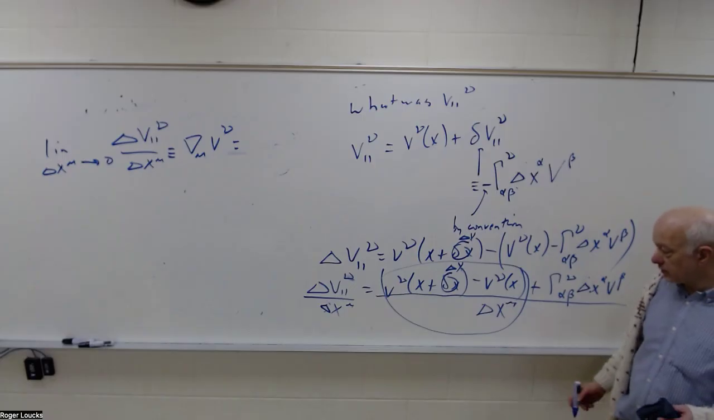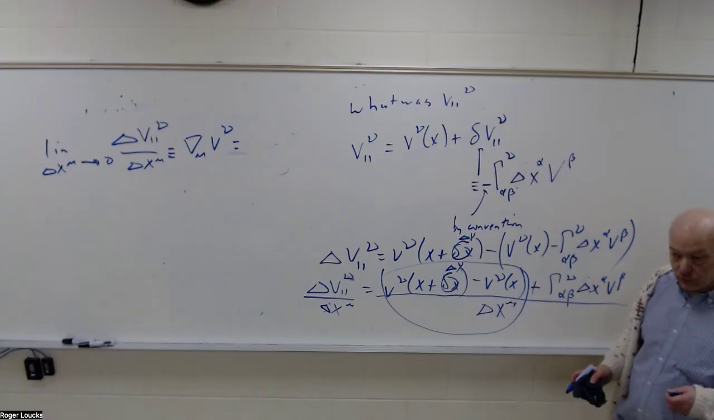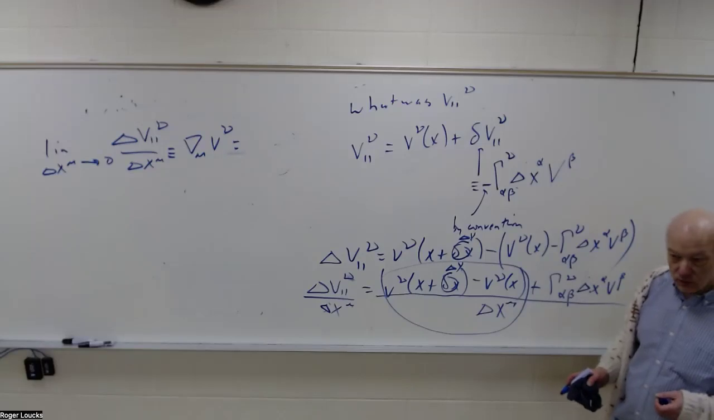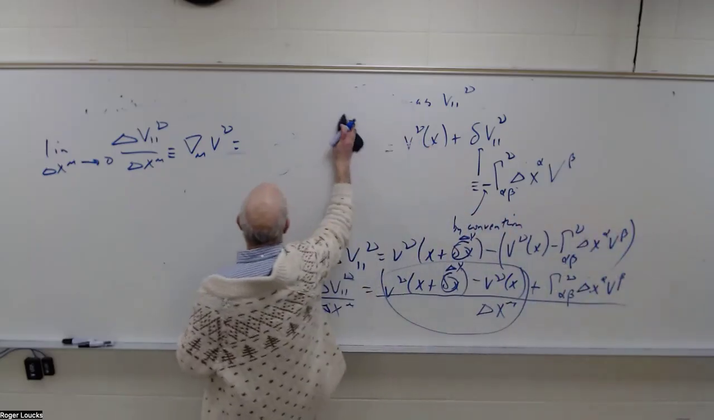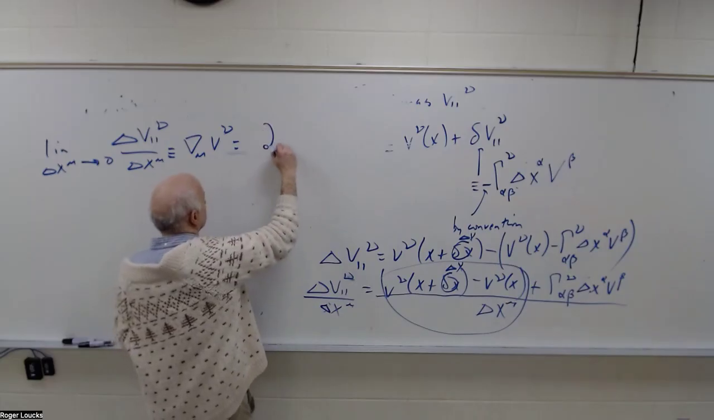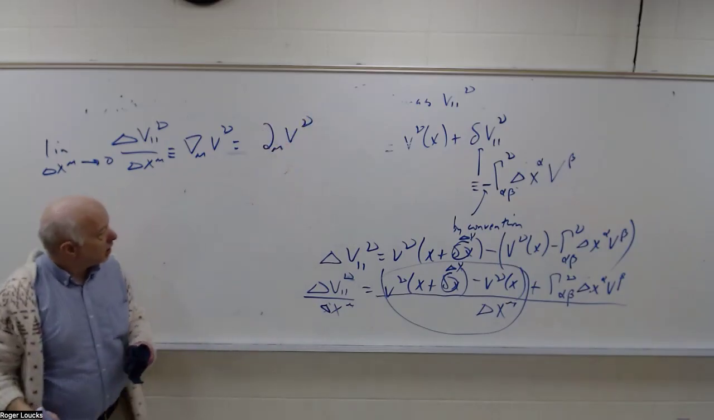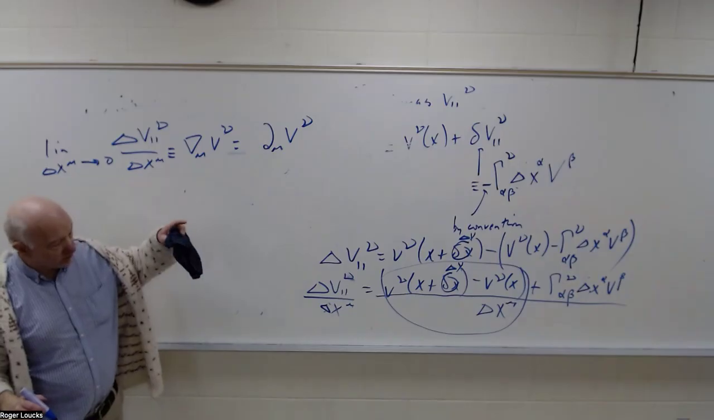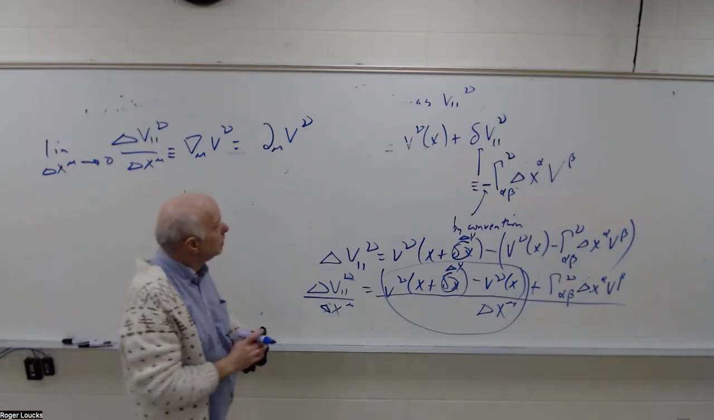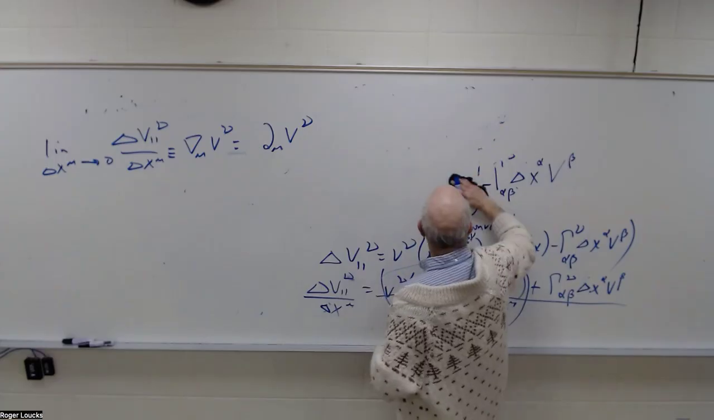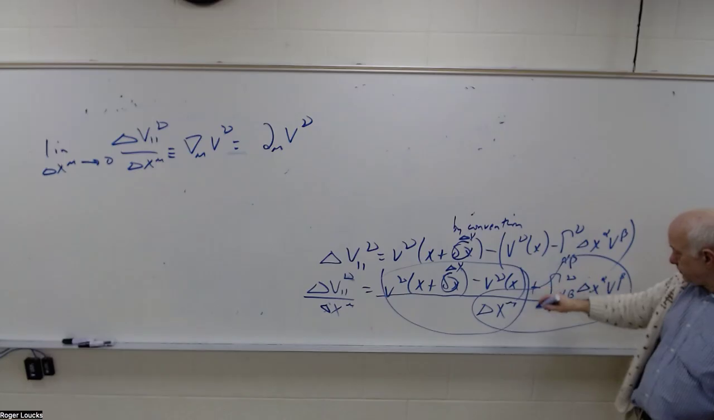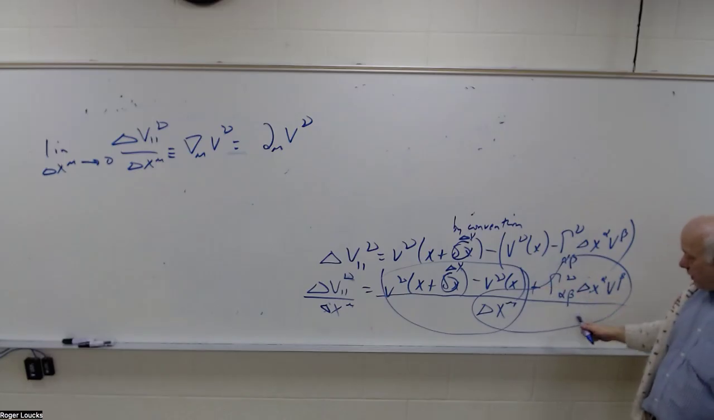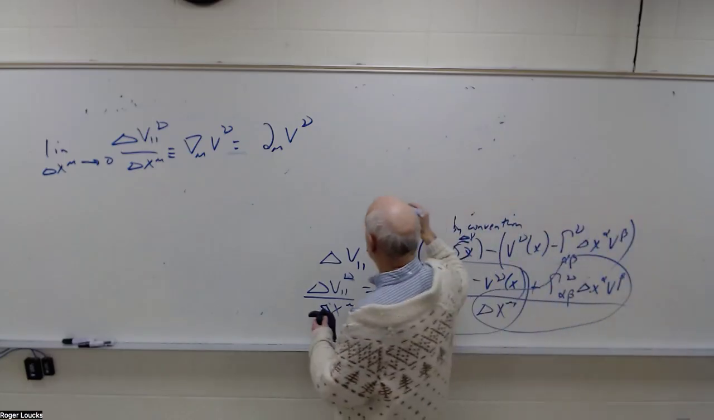That's just the original definition of a derivative. What kind of derivative? Partial. It's just a standard partial derivative. So this is just our partial derivative of v nu in the mu direction. Then what do we say about this guy here? Delta x alpha over delta x mu, that becomes then this guy.